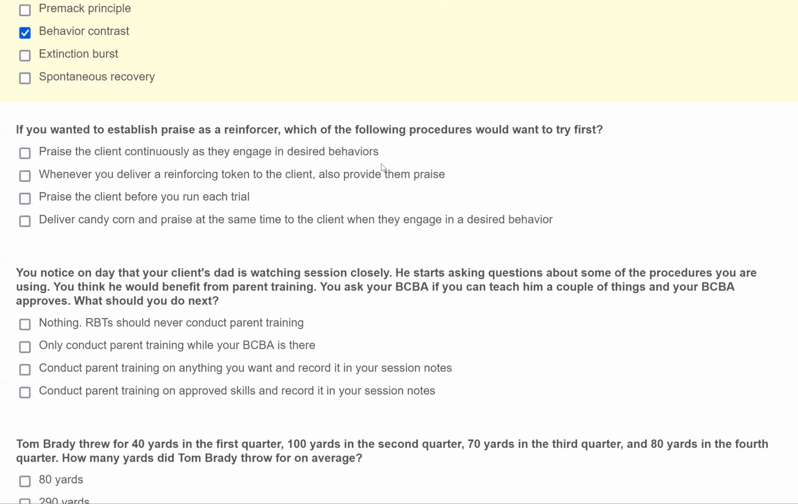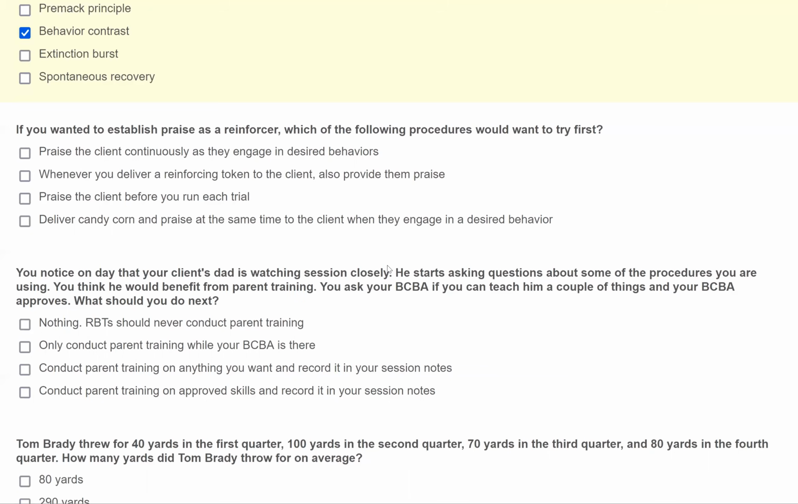Well, if praise is not a reinforcer, is it going to change by just doing it over and over again? No. There's nothing you're pairing praise with to magically create a reinforcer by saying it over and over again. B, whenever you deliver a reinforcing token to the client, also provide them praise. Okay, now what are we doing? Well, I've got my reinforcing token, and at the same time, I'm providing praise. I'm trying to pair the two together to create a situation where the praise takes on the reinforcing properties of the token. B looks pretty good.